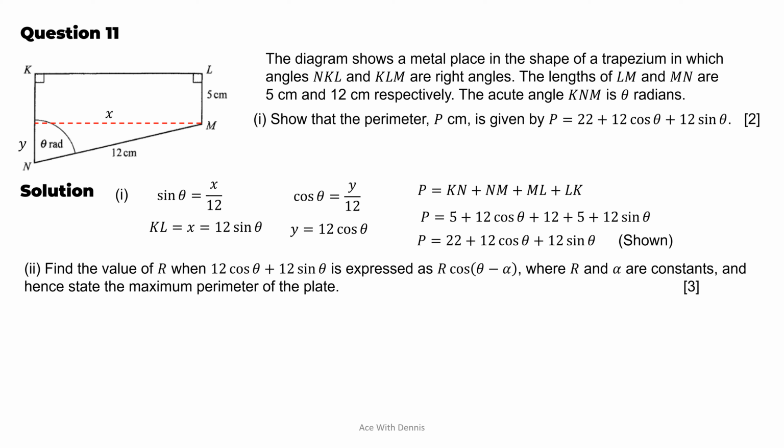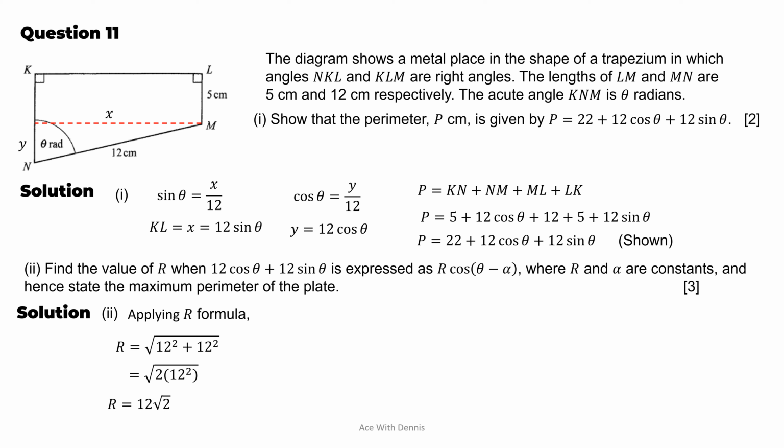Part 2. Find the value of R when 12 cosine theta plus 12 sine theta is expressed as R cosine theta minus alpha, where R and alpha are constants, and hence state the maximum perimeter of the plate. 3 marks. So obviously this is to change the expression into the R formula. Here's the solution. Apply the R formula. R equals square root of 12 squared plus 12 squared, which is square root of 2 times 12 squared, and the value is 12 root 2. Therefore, the perimeter will become 22 plus 12 root 2 cosine theta minus alpha.